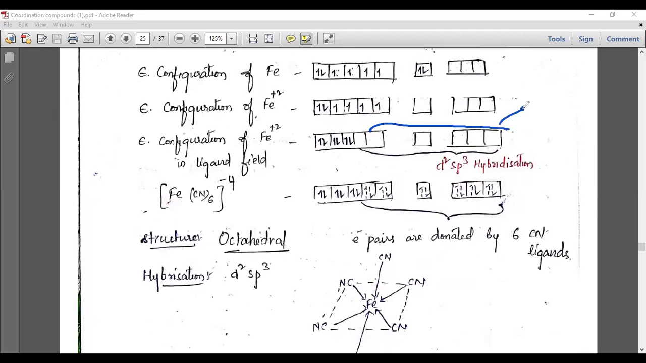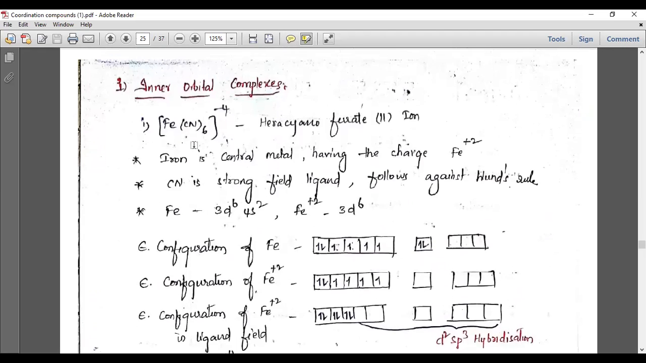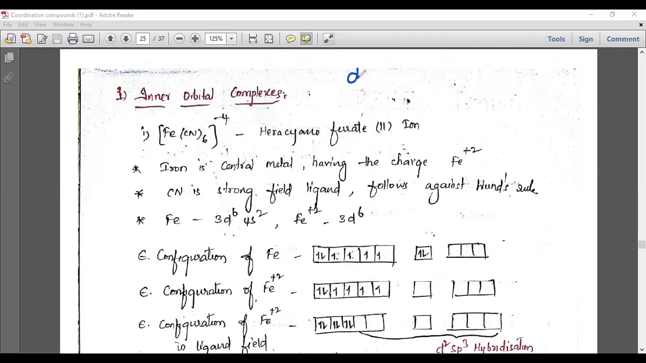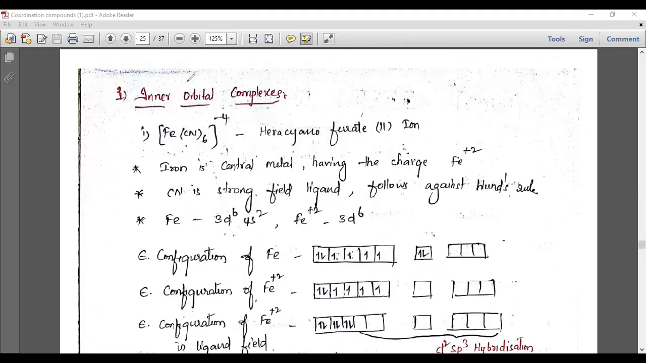These remaining orbitals that came here, we call d2sp3 hybridization. Remember that it is 3d, 4s and 4p. You should understand that this is an inner orbital complex. Why? Because here it is producing d2sp3, not sp3d2. It is not producing sp3d2 hybridization; we get d2sp3. Hence it is called an inner orbital complex.